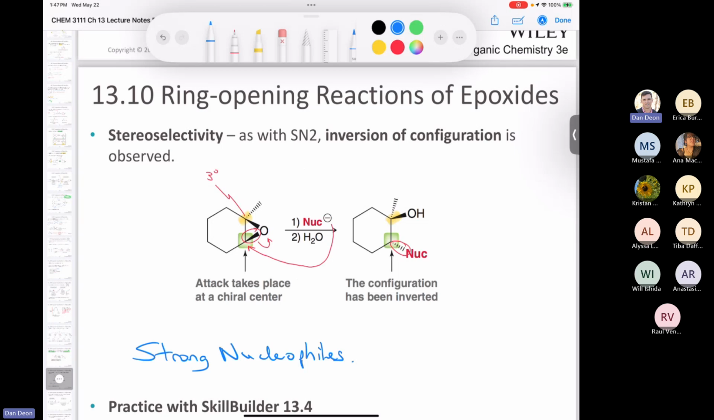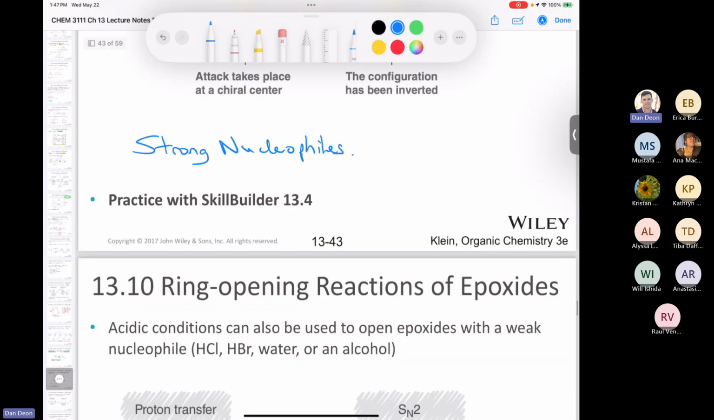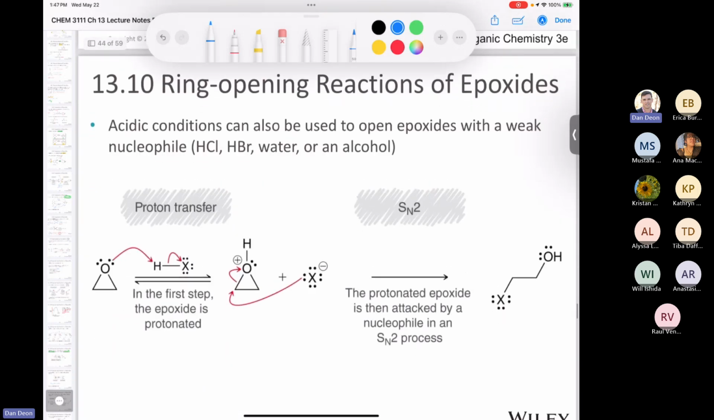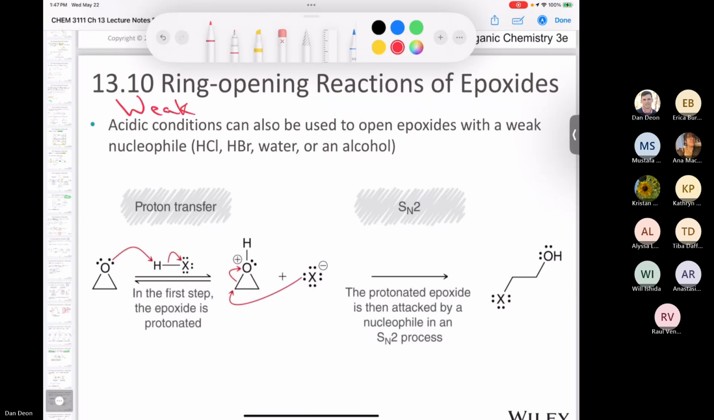When we get to weak nucleophiles, that is what we're talking about right here. So I'm going to write down here weak nucleophiles. Why do we have to separate the two? Because a weak nucleophile is not strong enough to just attack the ring and open it. You've got to have a strong nucleophile. So if you have a weak nucleophile, you might ask, how is it going to open up the ring?